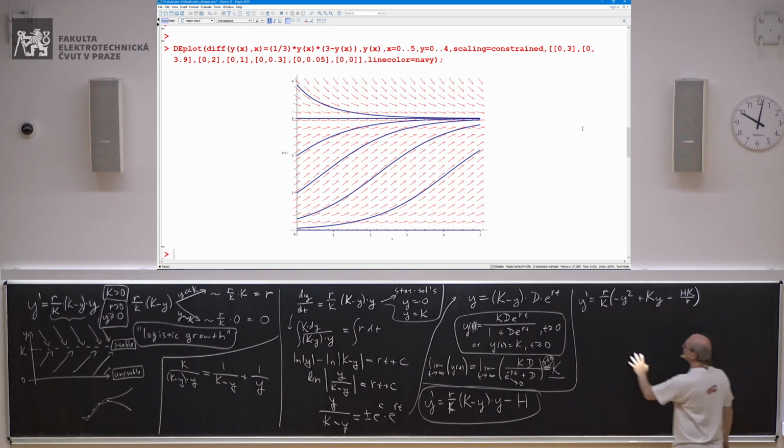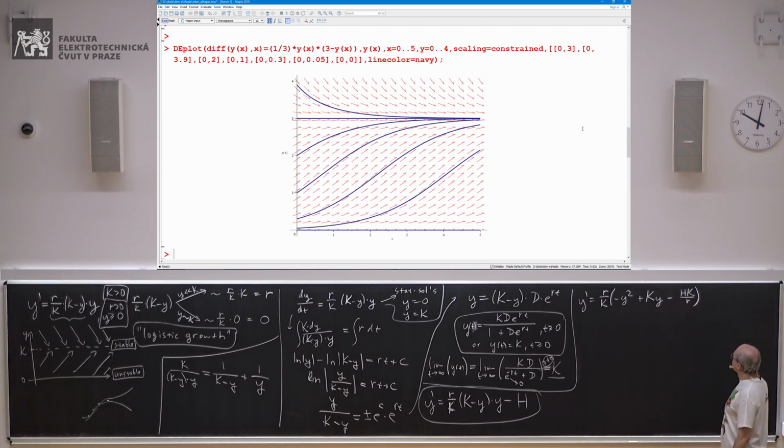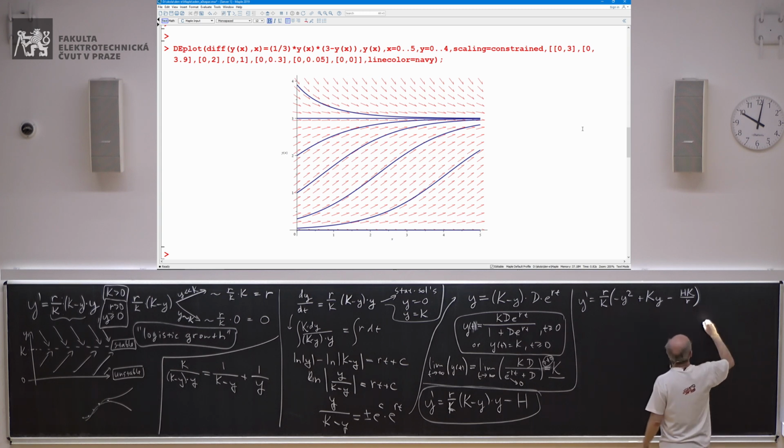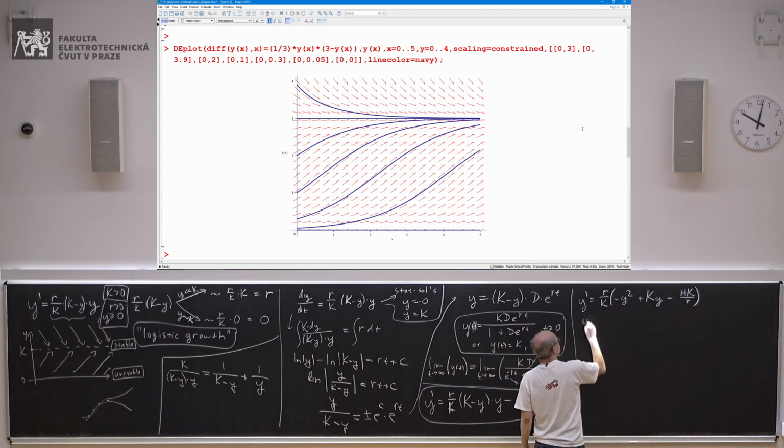Okay, I'm inquiring about the sign of this thing. R is positive, K is positive. So I just inquire about this quadratic polynomial. Okay, how about the roots? That's a good question. Okay, let's put it here. How about the roots? Y is equal to, because these will be the stationary points, stationary solutions or equilibria. Quadratic formula, most likely.